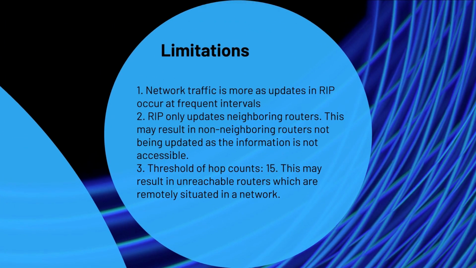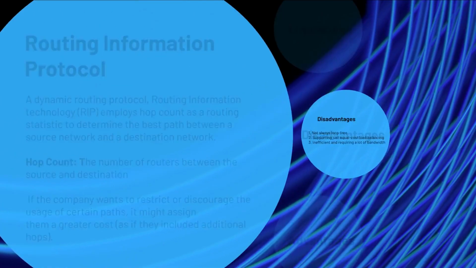Network traffic is more as updates in RIP occur at frequent intervals. RIP only updates neighboring routes. This may result in non-neighboring routers not being updated as the information is not accessible. Threshold of hop counts is 15. This may result in unreachable routers which are remotely situated in a network.